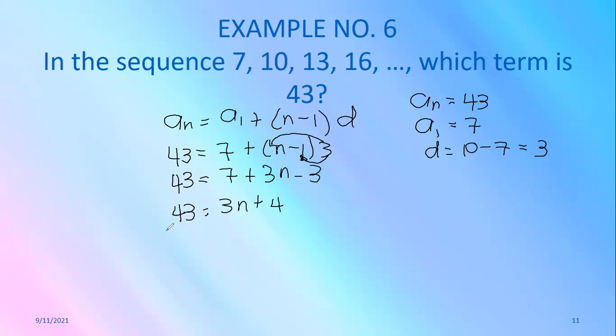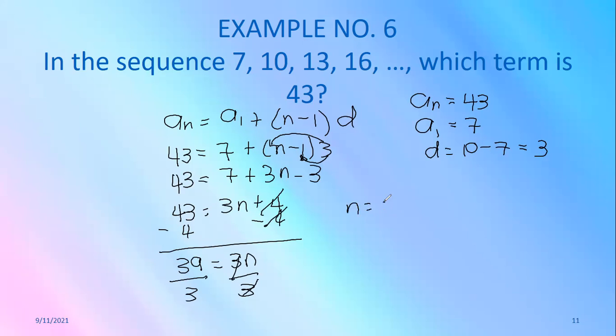So what are you going to do? Subtract 4 from both sides of your equation. I will cancel this out, so this is 3n, which is equal to 39. To find the value of n, we need to divide both sides of your equation by 3. Cancel out 3. And the value of your n now is equal to 13. Which means 43 is the 13th term of this sequence.